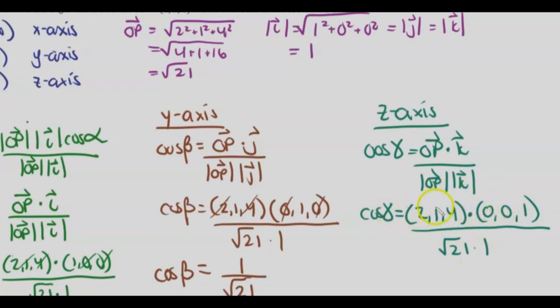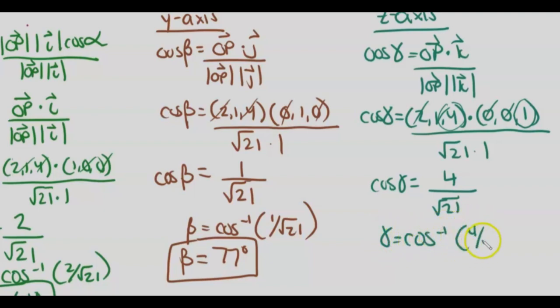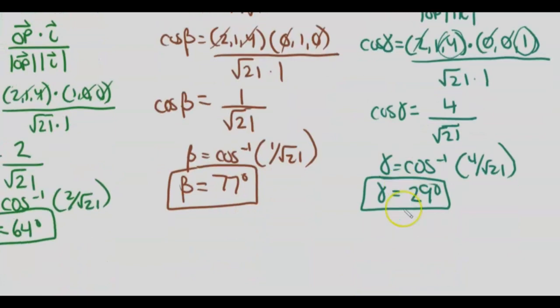So when we're finding the dot product of this, the x and the y's don't matter. We are going to have 4 over root 21, because 4 times 1 equals 4. So we have cos gamma equals 4 over root 21. In order to get gamma by itself, we have to do the cos inverse of 4 over root 21, and we ended up getting 29 degrees. We can just round to the nearest degree.